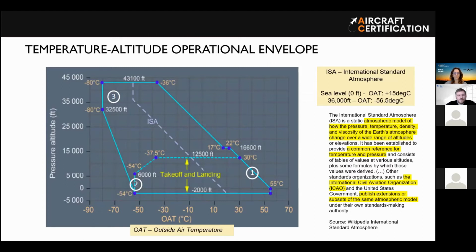And what this model says is this: in a standard day, at sea level, so at 0 feet, the temperature is 15 degrees Celsius.